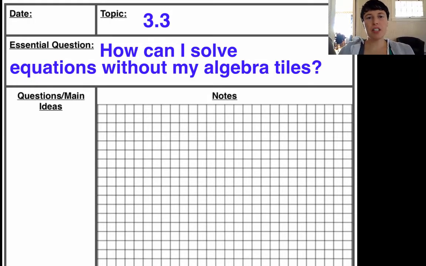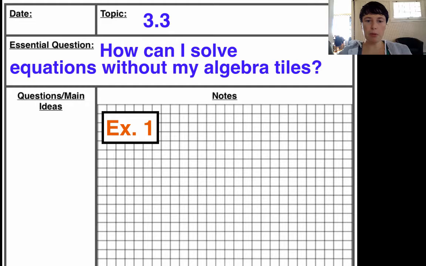Now we're moving into section 3.3. We're working on how I can solve equations without my algebra tiles now. We're going to gradually have to get rid of the algebra tiles. Because think about it, in a real world situation, are you going to whip out a bag of algebra tiles to solve an equation? Probably not, but it is good to think of the algebra tiles. They really help me. Even for myself when I'm solving a problem, I can still visualize them in my head. So in this video, we're going to practice how we do that.